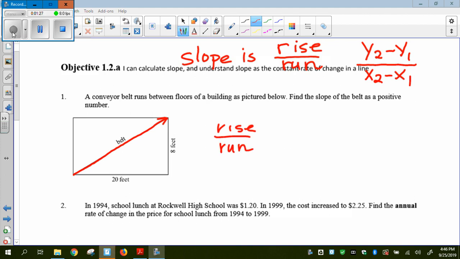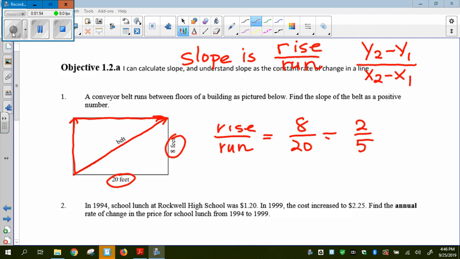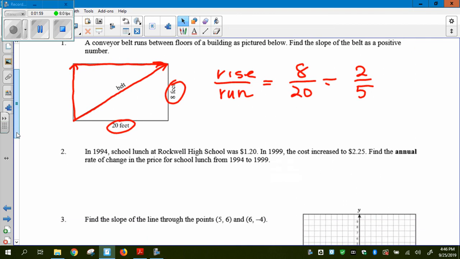Okay. So if you look closely, you'll notice that the rise is the length of this line, which is 8 feet. And the run is the length of this line, which is 20 feet. So our rise over our run is 8 over 20, which we can simplify to 2/5. You could write that as a decimal also, but because we want to try and understand this as rise over run, we're going to leave it as a fraction for now.